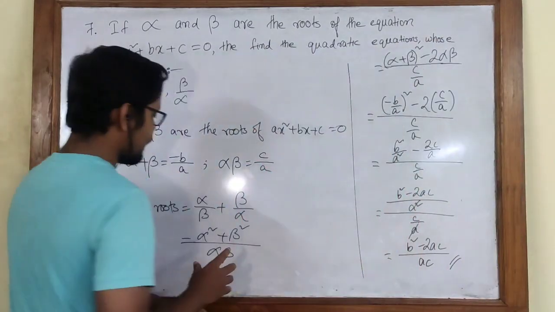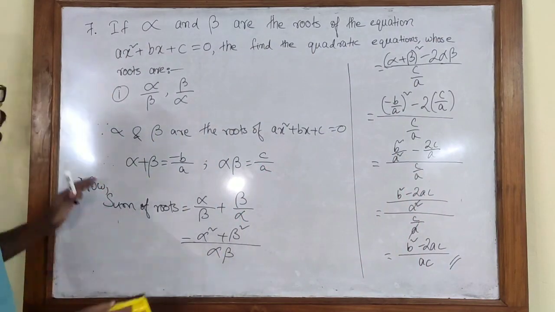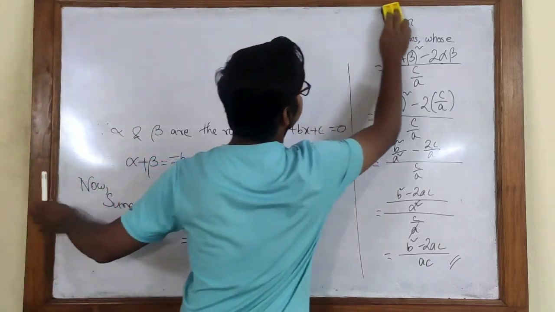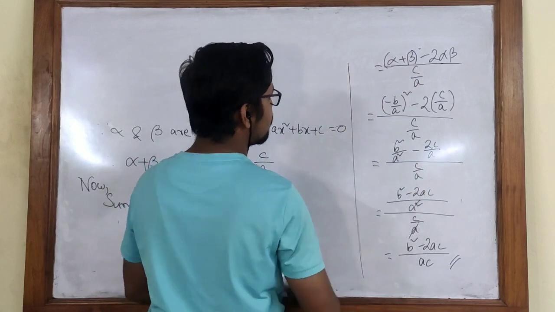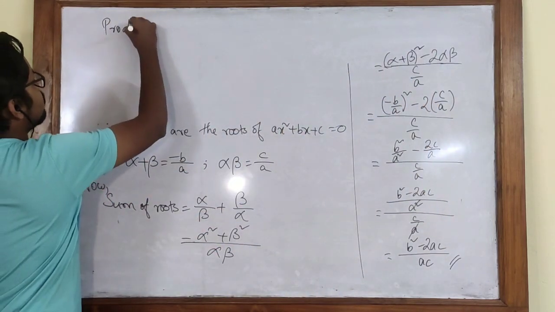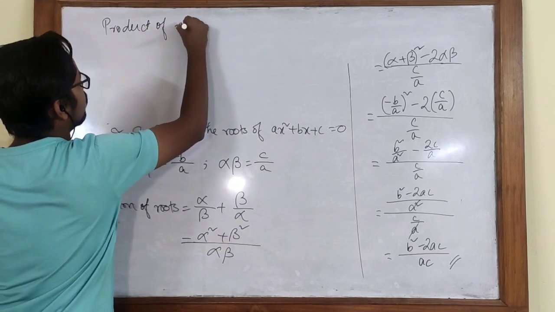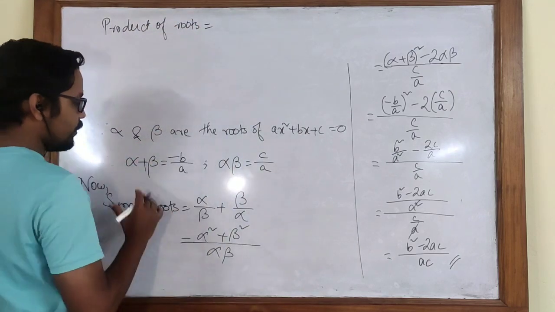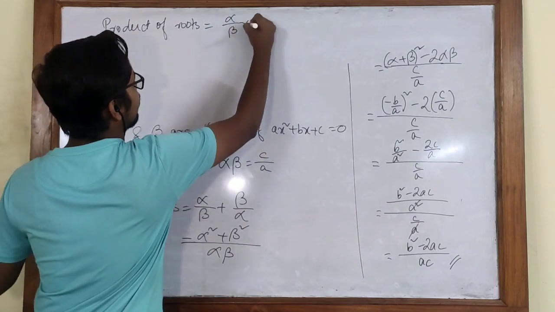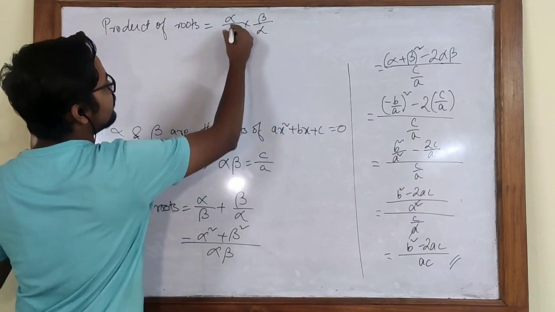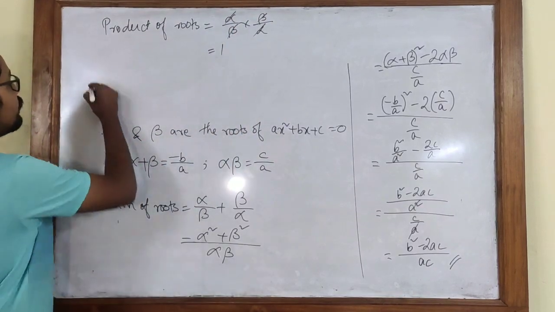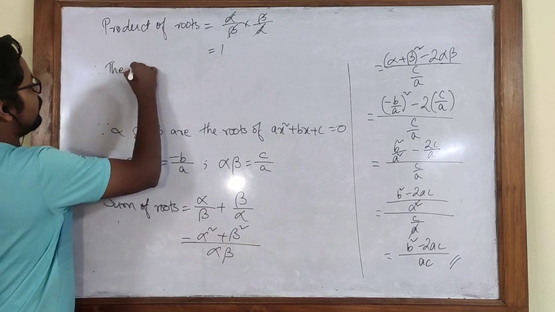Now let us find the product of the roots. So let me erase this part. Product of roots equals, we have alpha by beta and beta by alpha. So it will be alpha by beta and beta by alpha. It is very simple, because alpha alpha and beta beta will cancel. We will have 1.